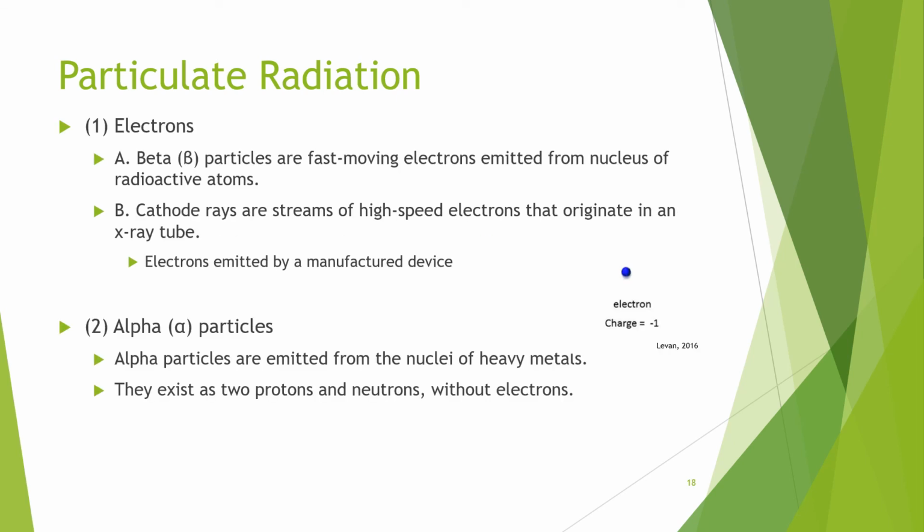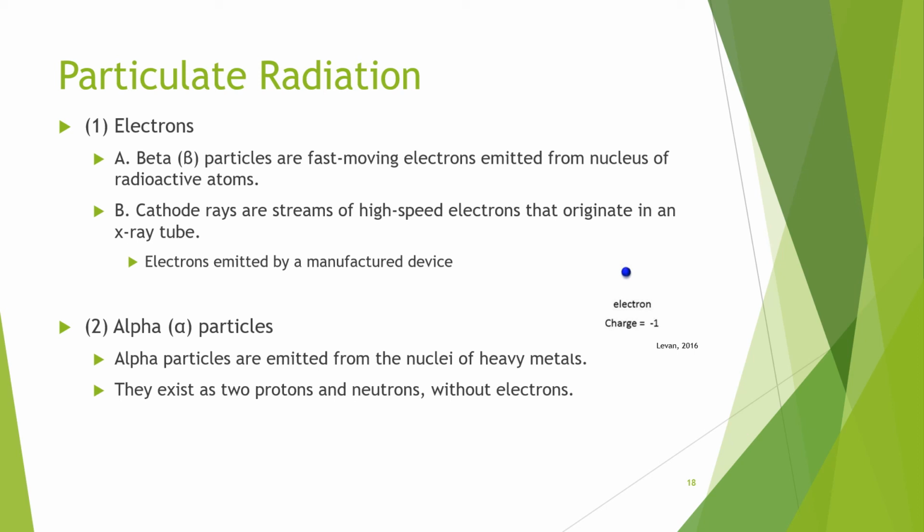All right, so electron particulate radiation has two different types, and they only differentiate in where they originate. Beta particles are fast-moving electrons emitted from a nucleus of radioactive atoms, but we do not use that kind in dental x-rays. Cathode rays are streams of high-energy electrons that originate in an X-ray tube. Electrons are emitted by a manufactured device. So cathode rays are a man-made form of beta particles, but because they're different, they're not called the same thing.